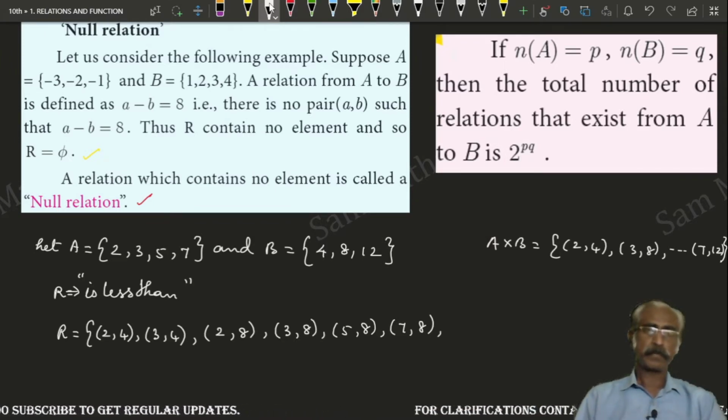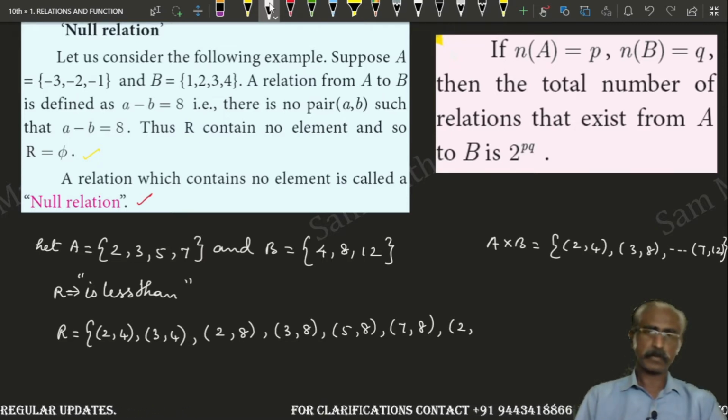Then you can write the next element. 2 is less than 12. So (2, 12), (3, 12).